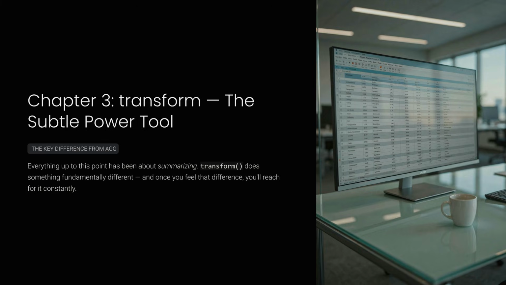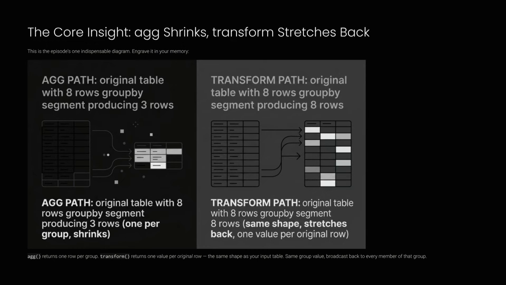While everything we have covered so far has been about summarizing, transform does something fundamentally different. Once you grasp this, you will use it constantly. The core insight is this: while aggregation shrinks your data down to one row per group, transform stretches the results back. It produces the same shape as your original table, broadcasting the group-level value to every original row.